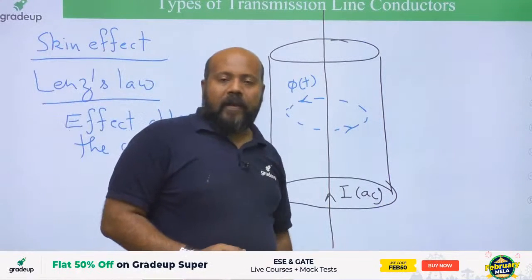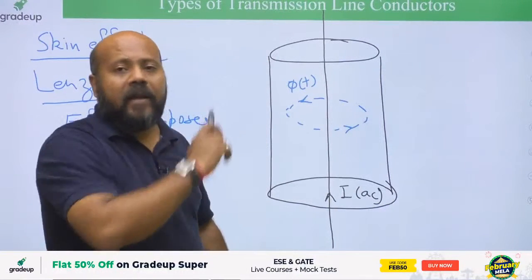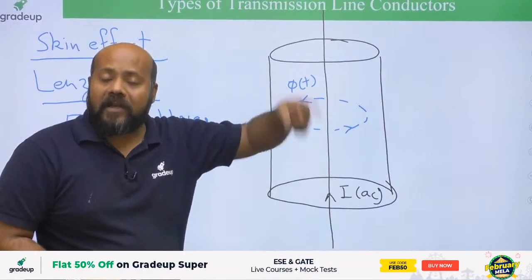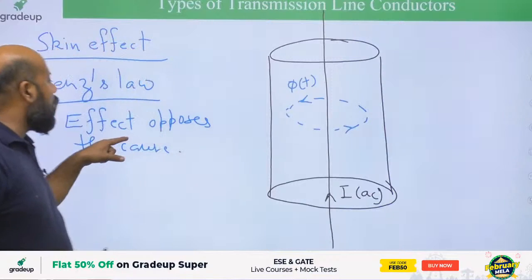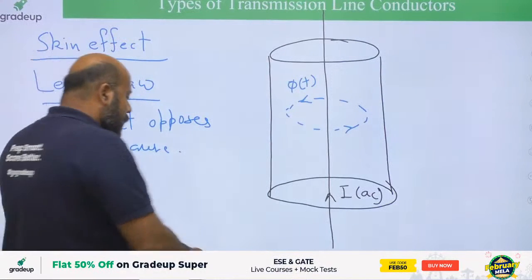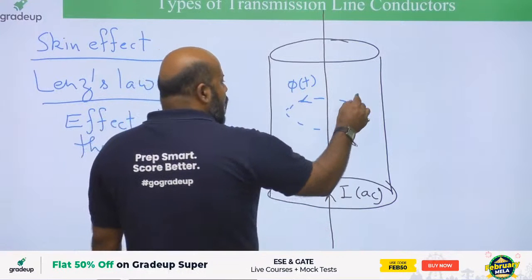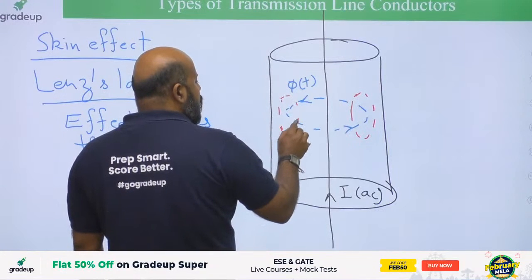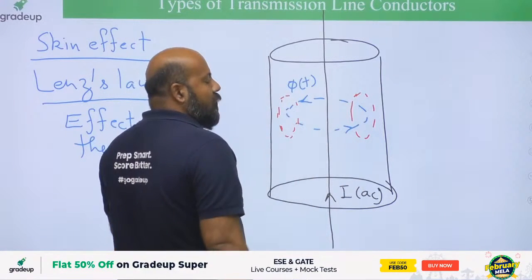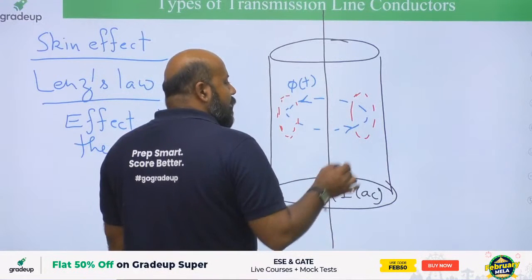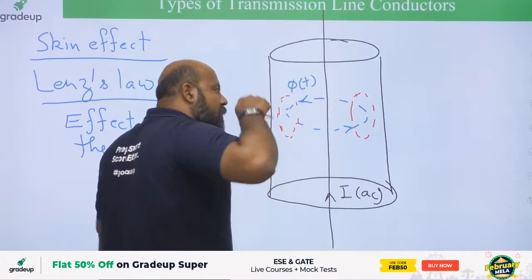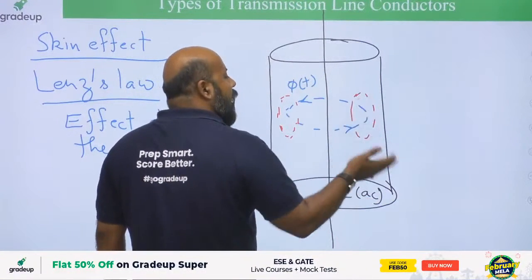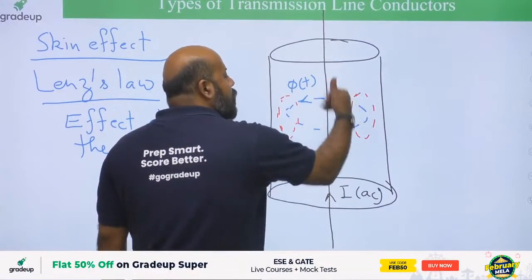Are you able to follow this? If the time varying flux links with any conductor, eddy currents are going to be generated, and the direction of eddy currents is going to be such that they obey Lenz's law, that is, the effect opposes the cause. It means in this part of the conductor, eddy currents are going to be induced. In this part of the conductor, eddy currents are going to be induced. And what is the direction of these eddy currents? If the flux is going into the plane of the screen, the eddy currents will be such that they generate a flux which opposes this flux.